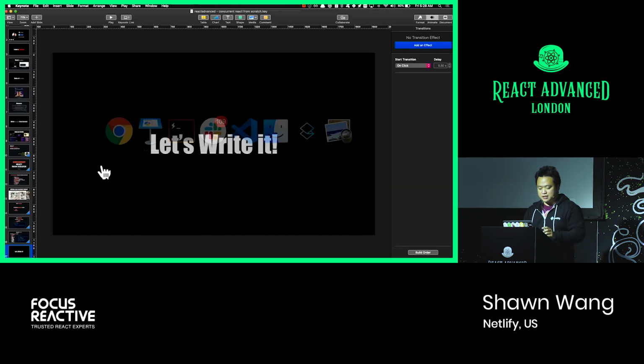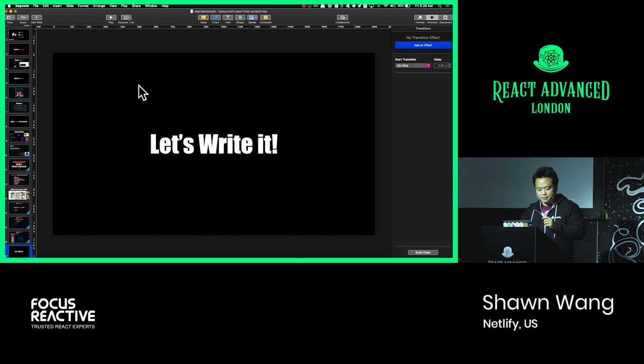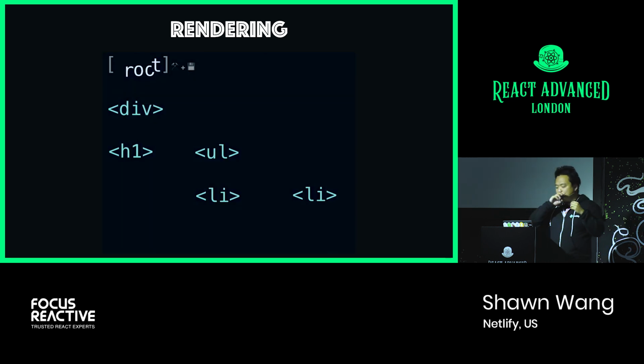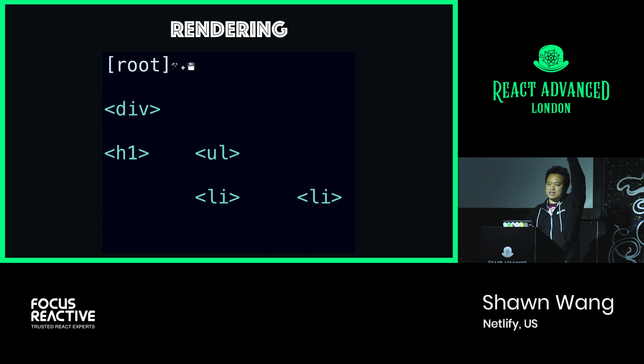So I'm going to switch back to my slides. I think I have to play this. All right. So right now we're rendering, and this is how it looks kind of under the hood. Imagine a tree just like with a div, an h1, a ul, and an li. This is kind of how it looks right now.